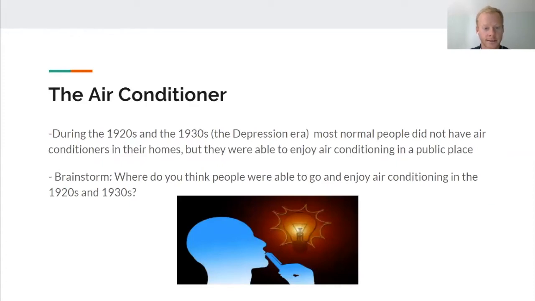During the 1920s and the 1930s, in the Depression era, most normal people did not have access to air conditioners in their homes. It was only for the rich. But they were able to enjoy air conditioning in a specific public place. So I want you to pause it after I read this, and I want you to write down 2 or 3 places where you think that people could go and enjoy air conditioning in a public place. So pause it in 3, 2, and 1.